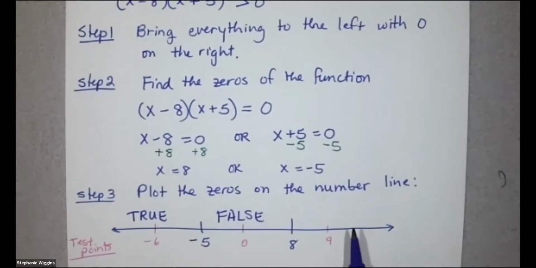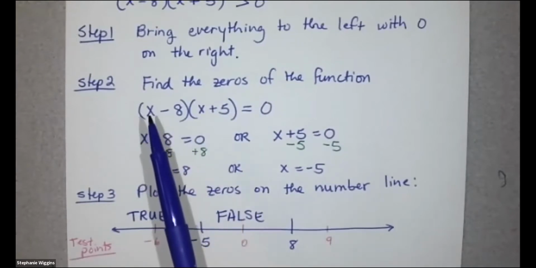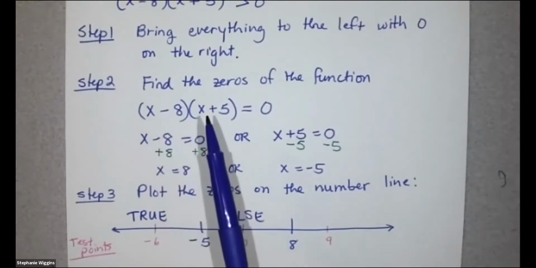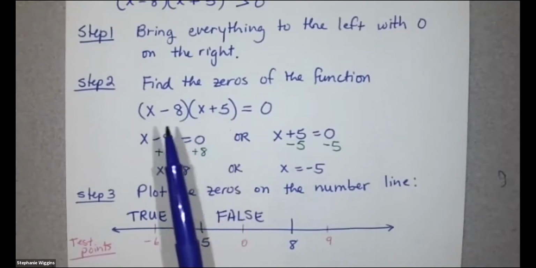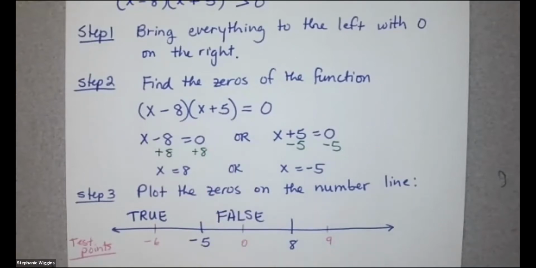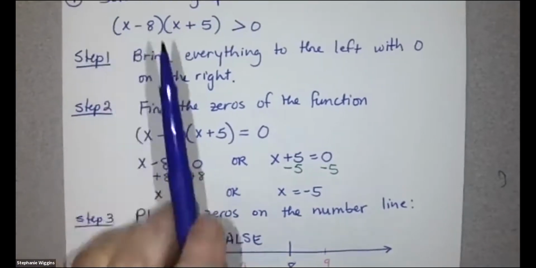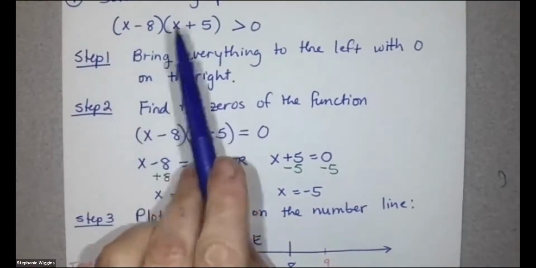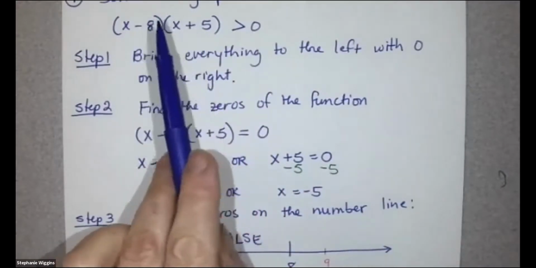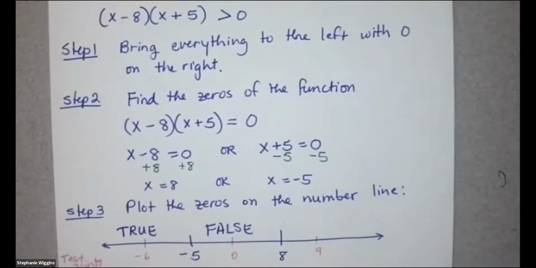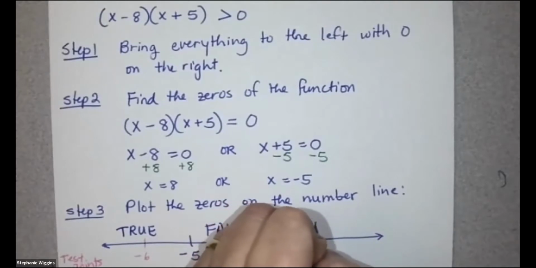Okay. And then here, if we plug in 9, we have 9 minus 8, that's 1. 9 plus 5, that's positive. So we have a positive times a positive. And so for that test point here, we have a true statement. We got a positive number greater than 0. Yes, that's true. So this is going to be true.